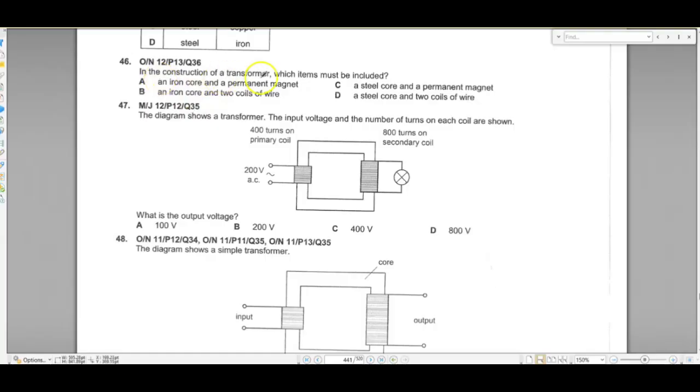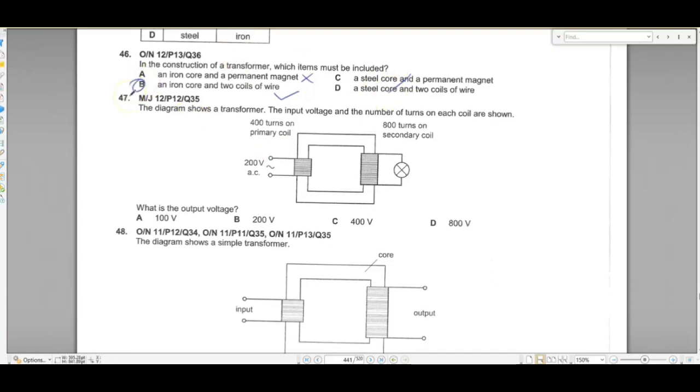Question number 46. In the construction of a transformer, which items must be included? An iron core and a permanent magnet? No. An iron core and 2 coils of wire? Yes. Because we don't need a permanent magnet, that is why we use iron core and not steel. Okay, the steel core is not required, so B is going to be our correct option.